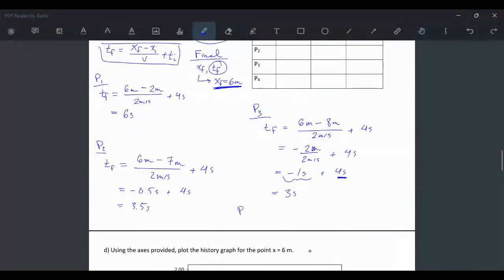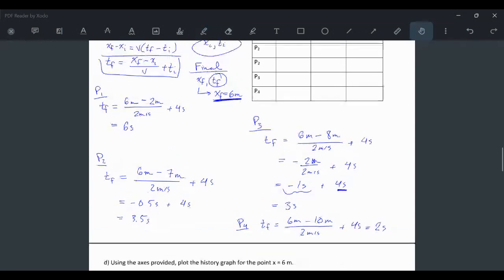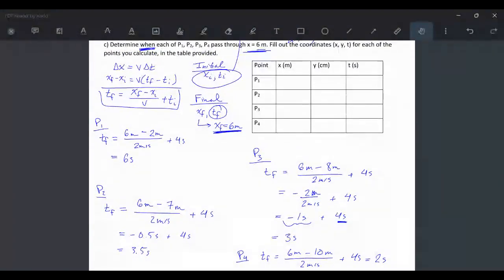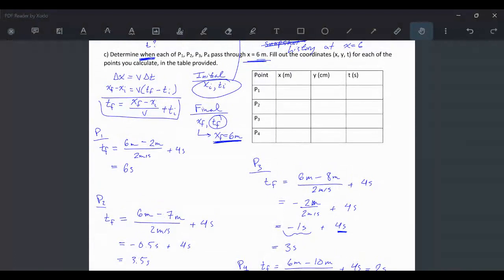And I'm running out of space, so let's just do P4. When does that end up at 6 meters? It started out in our snapshot above at 10 meters. Velocity is 2 meters per second, and our snapshot was taken at 4 seconds. So 6 minus 10 is minus 4, divided by 2 is minus 2. Minus 2 plus 4 seconds is 2 seconds. And we can take all these and complete our table of transformed points.